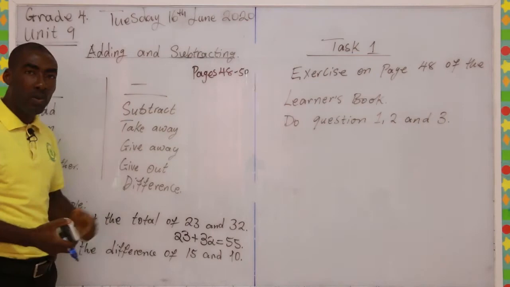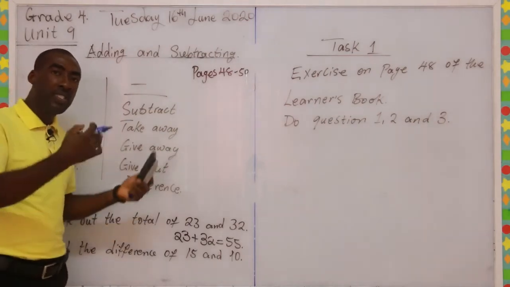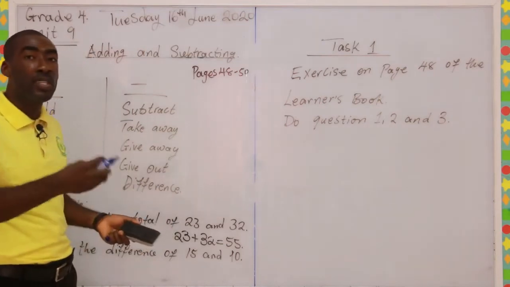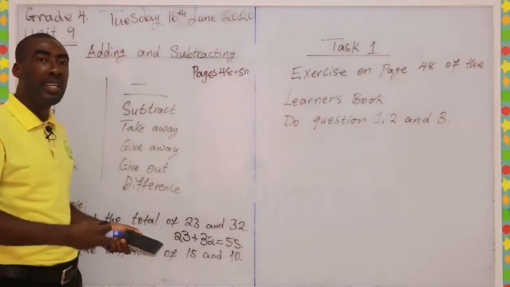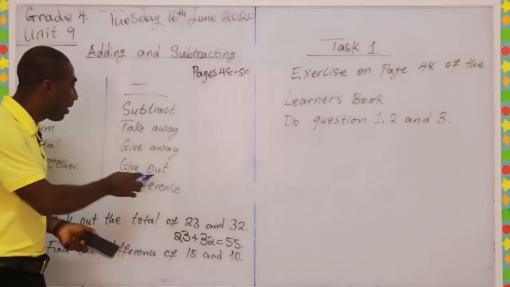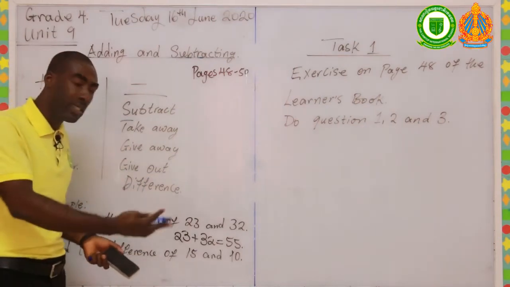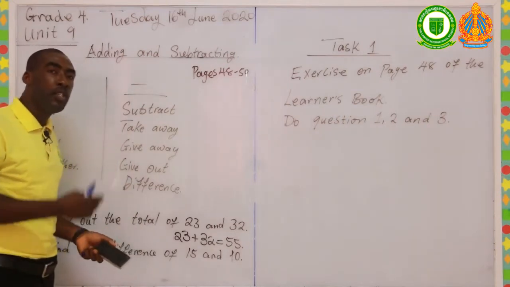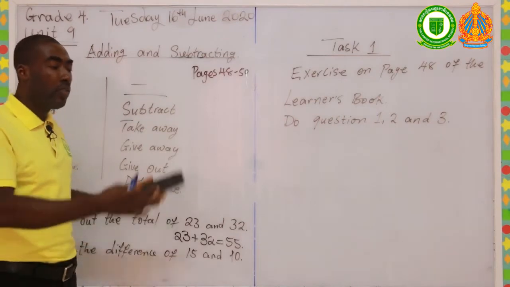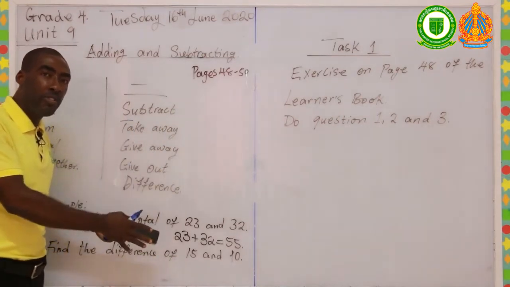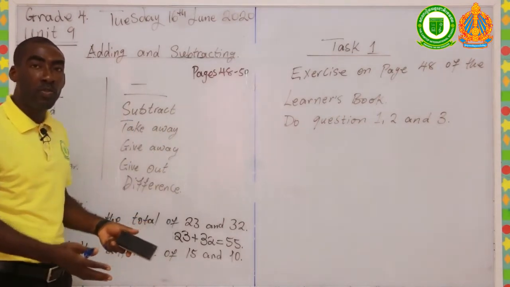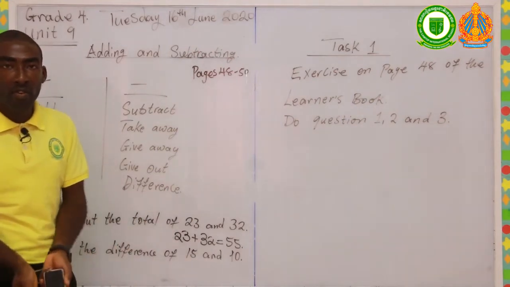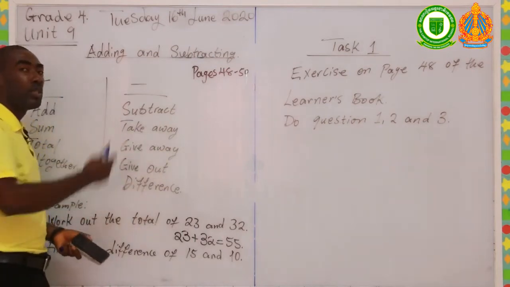And then give out. You have 16 x. You give out 6. It means that you take 6 out of your 16 and your remaining x will be 10. So give out means you are also subtracting. Difference, find the difference, means you have to subtract. If you have a set of oranges and you are supposed to find the difference between one basket of oranges and another basket of oranges, it means you have to subtract.